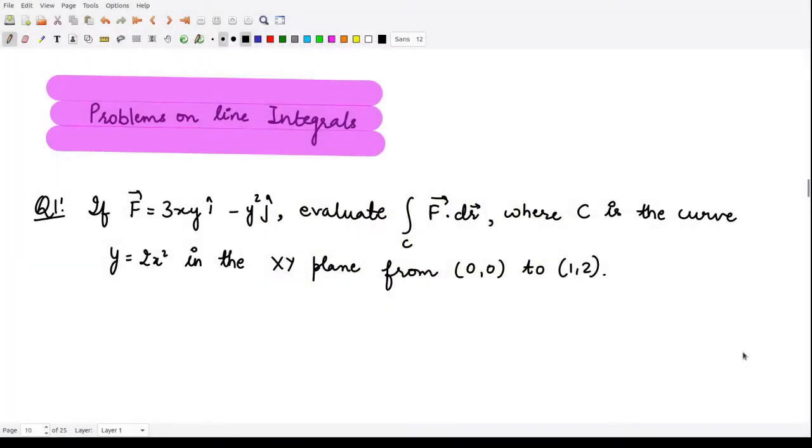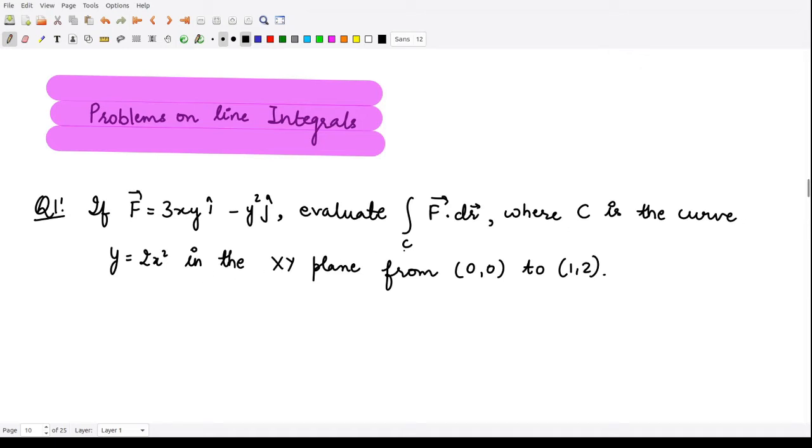Hello everyone, let us now discuss some problems related to line integrals. So let's have a look at our first question, which says that if F is given to be 3xy i cap minus y square j cap, then you are to evaluate the line integral of this force F corresponding to the distance dr over the closed curve C, where what is C?